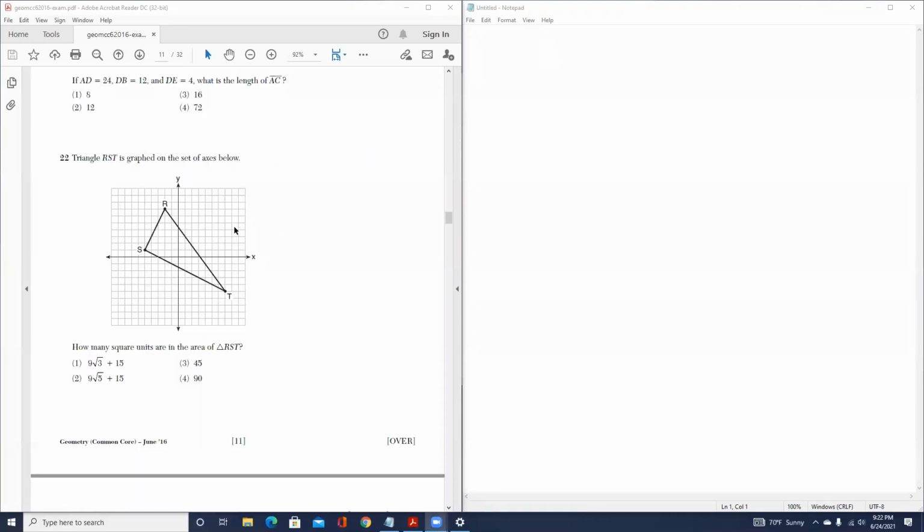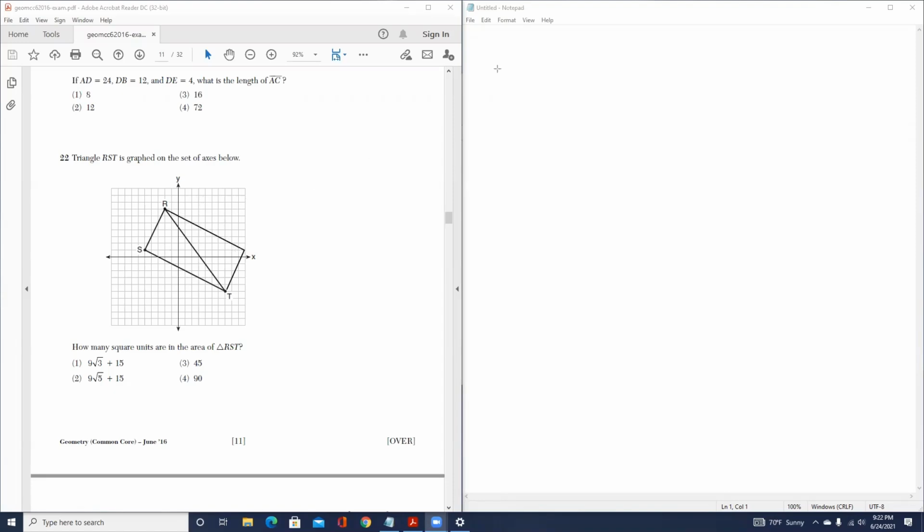Moving on to question 22. The triangle RST is graphed on a set of axes below. How many square units are in the area of triangle RST? This was one of the more difficult questions, but one of the key inclinations that you should know is that a triangle will inscribe an equivalent area of 1/2 of the parallelogram that it cuts in half.